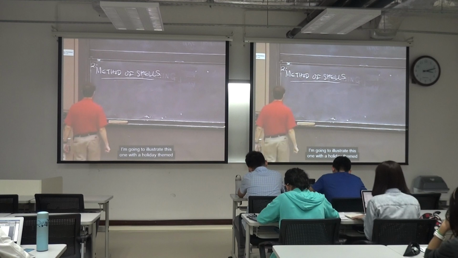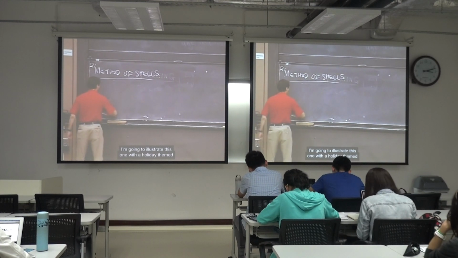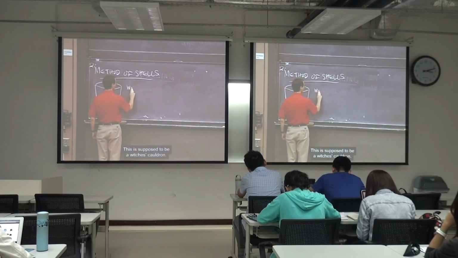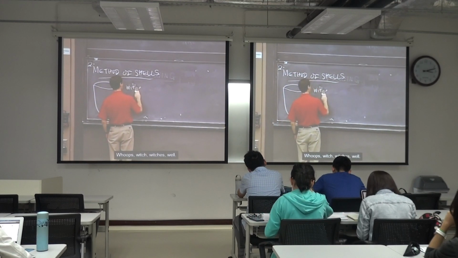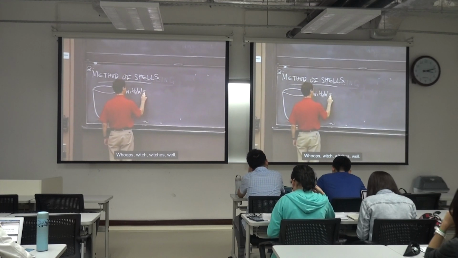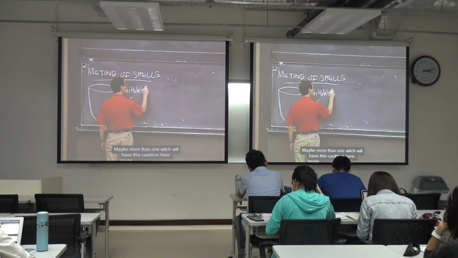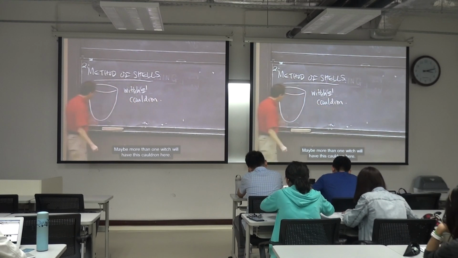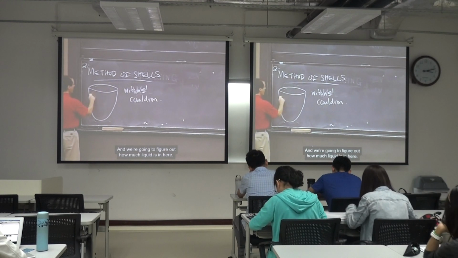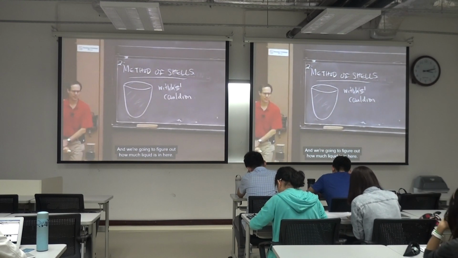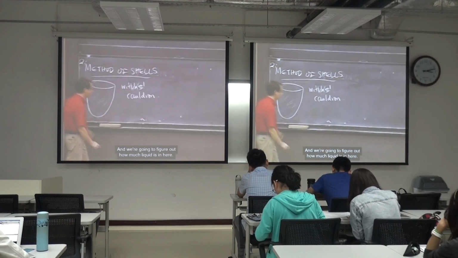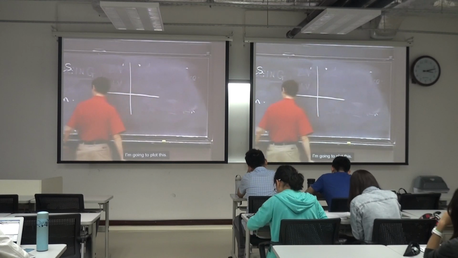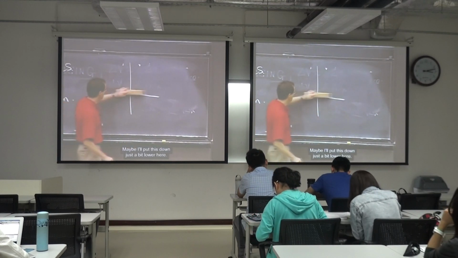I'm going to illustrate this one with a holiday-themed example here. This is supposed to be a witch's cauldron. Whoops, which witches? Well, maybe more than one witch will have this cauldron. All right, so here's this shape, and we're going to figure out how much liquid is in here. I'm going to plot this. Maybe I'll put this down just a bit lower here.